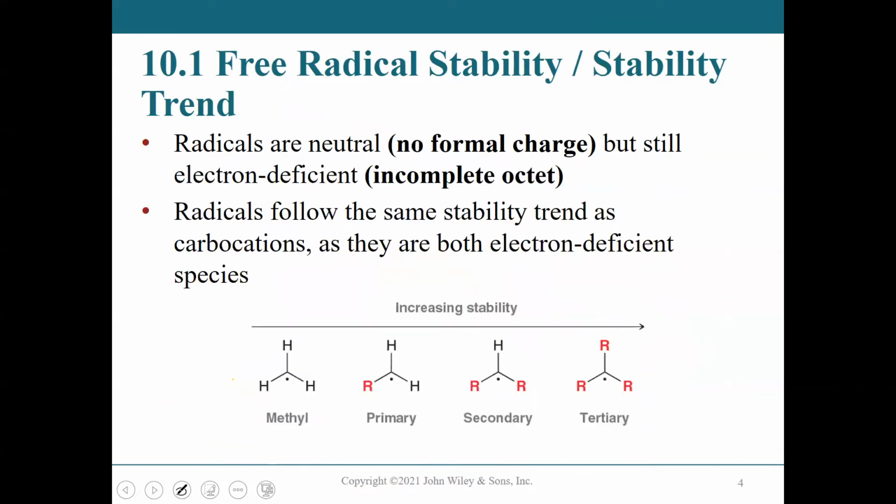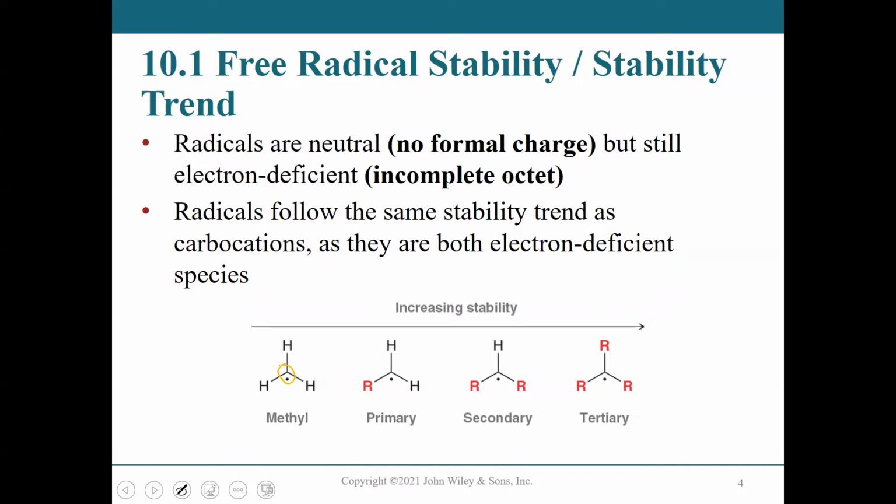Now, in terms of stability, there's a stability trend. Radicals are a little bit similar to carbocations. The stability of carbocations is strongly associated with the stability of radicals. Since this particular carbon is electron deficient, you can say the same here, even though it doesn't have a plus charge, it has an unpaired electron. That unpaired electron creates a deficiency in that carbon. As with any electron deficiency, it demands the help of the neighbors. So the more neighbors or branches you have, the more stable it is going to be.